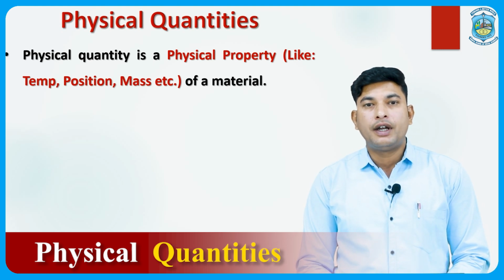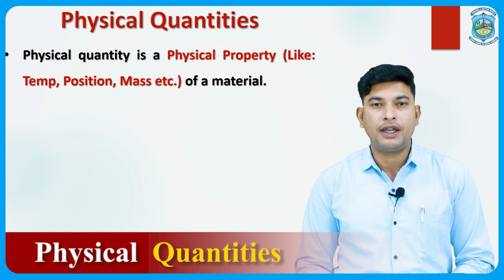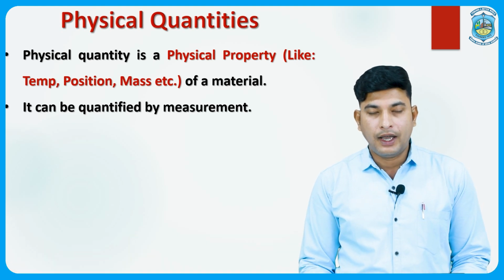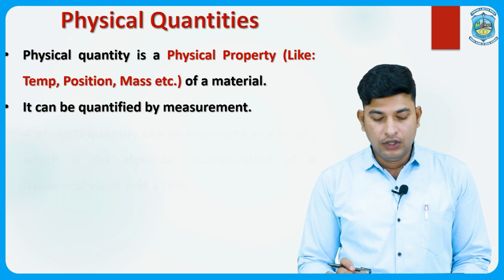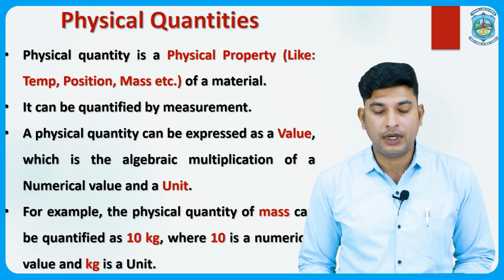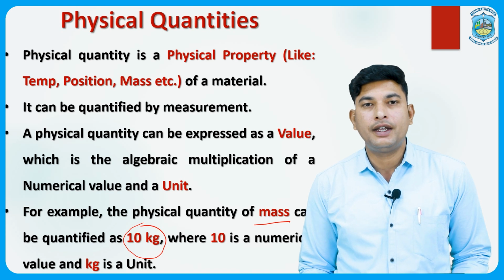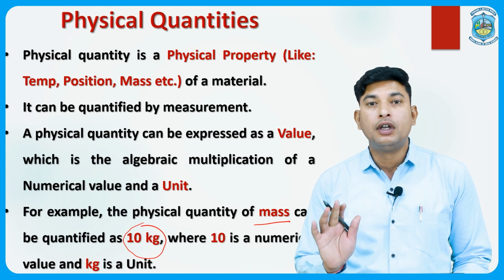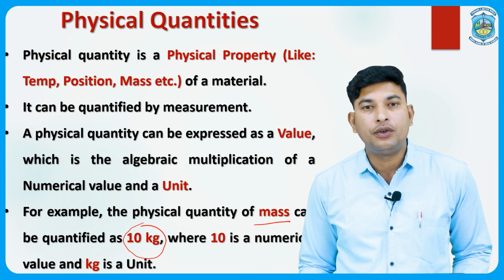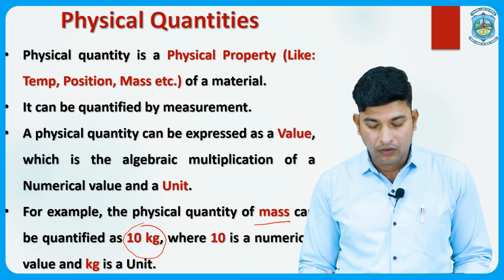Physical quantities are numbers or numerical values followed by a unit which defines the physical property or the condition of any material. These are the quantified values which define the actual condition and properties of a material. So these can be expressed as a numerical value followed by the unit. Let me describe this with an example. The mass of a particular object is 10 kg, and this 10 kg defines the physical property of the material, where 10 is the numerical value, followed by the unit. This unit describes the actual physical property of any object or material.